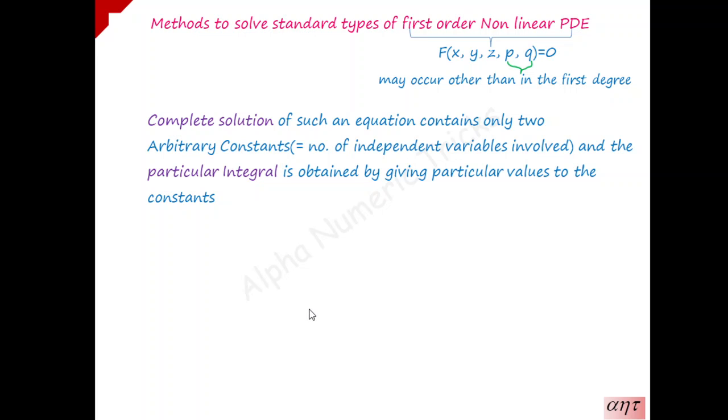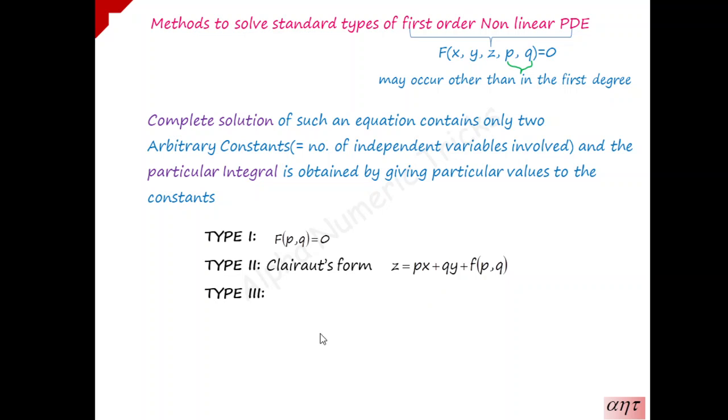Now we will see what are the standard types available in first order PDE. Type 1, f of p comma q is equal to 0. That is, the equation contains only the p and q terms, not x, y and z. Next type is Clairaut's form, which is of the form z is equal to px plus qy plus f of p comma q. That is, the first term is always px, the second term is always qy, and the third term is a function of p and q alone.